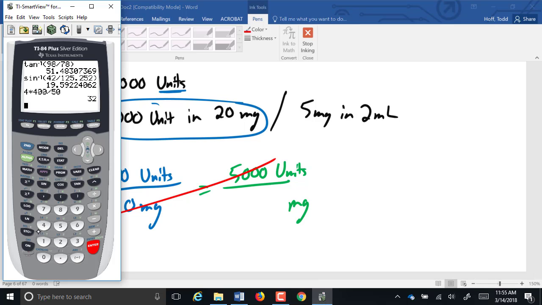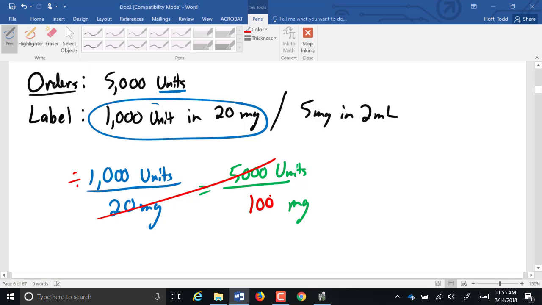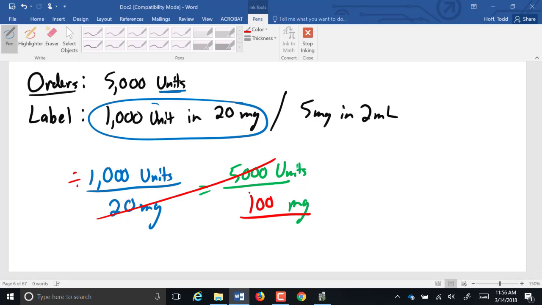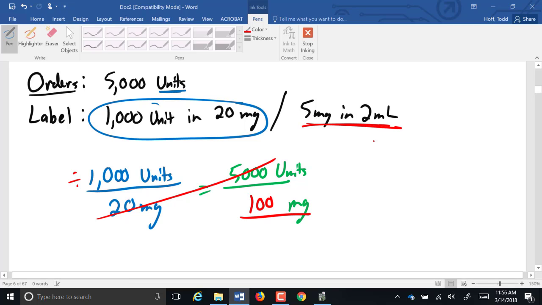And I cross multiply and divide. 20 times 5,000 divided by 1,000 should give us 100. I missed a zero there. That would be 100 milligrams. So we have 100 milligrams is what needs to be administered to the patient to get him the 5,000 units. But we're not going to administer it in milligrams. I'm assuming this is a fluid drug since it's in 5 milligrams and 2 milliliters. We have to administer this as a liquid, so we have to do another conversion.